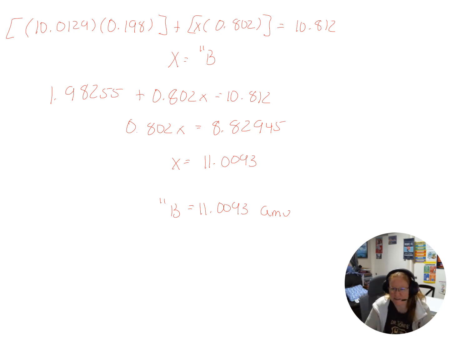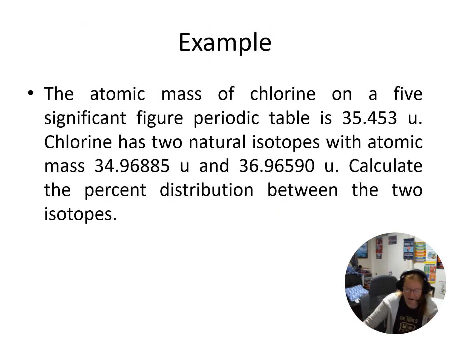Now we actually know these atomic masses to really, really good precision. We know these out to super crazy amounts of decimal places. All right, now here's a little bit more challenging one. So I've got chlorine, and I've got an atomic mass of 35.453. Now we've got two isotopes, chlorine 35 and chlorine 37. Now I want to know what the percent distribution between these two is.